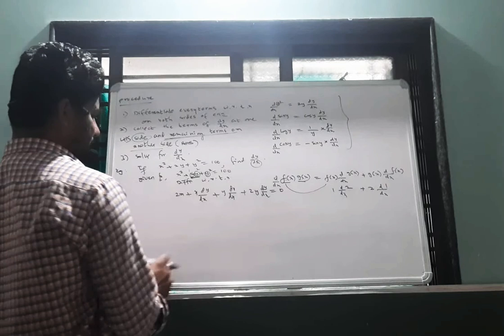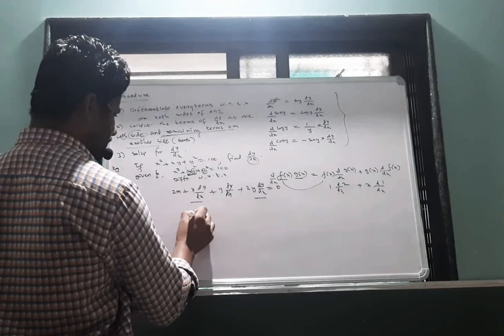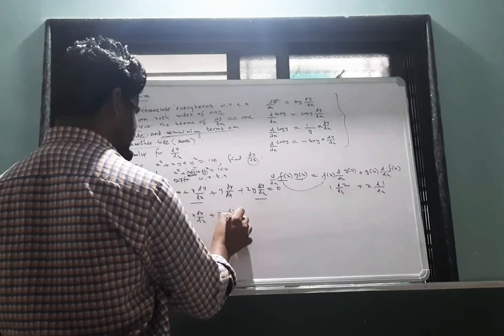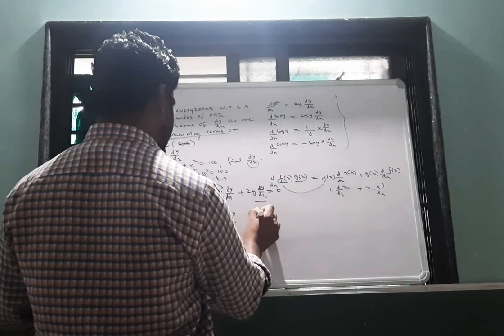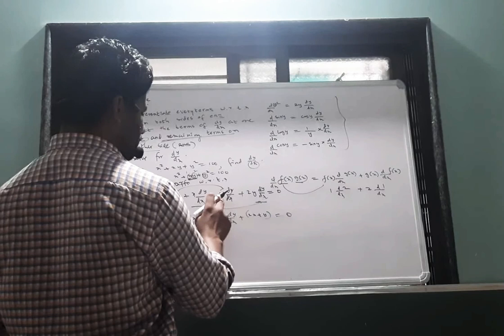Now keep the terms of dy by dx on one side. Here dx by dx is 1, here dy by dx is there, and here dy by dx is there. Taking one side, on the LHS: x dy by dx plus 2y dy by dx, and the remaining terms are 2x plus y equal to 0. I group the terms with dy by dx, and the remaining terms in another group.